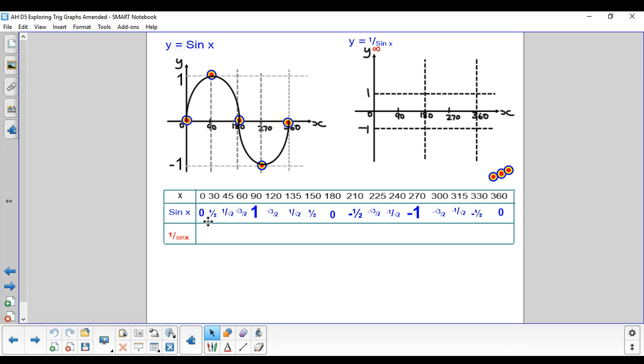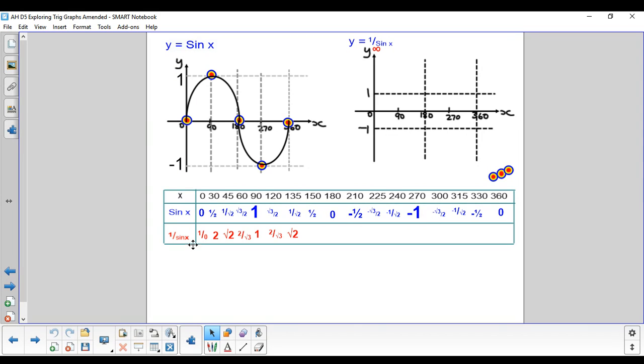So you know that sine 0 is 0. You know sine 30 is a half. You know that sine 45 is 1 over root 2. You know sine 90 is up at 1 and so forth. So I'll put that in for you to start with. The next thing is, when you have all those answers, what would 1 over that answer be? So when you put sine 0 and you get 0 out, then 1 over that would be 1 over 0, and you know that you can't divide by 0. You get undefined out, and it goes to infinity.